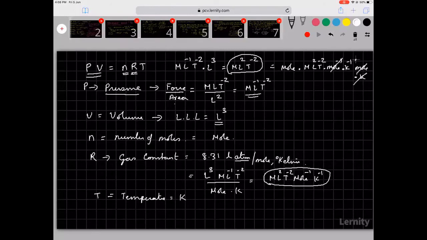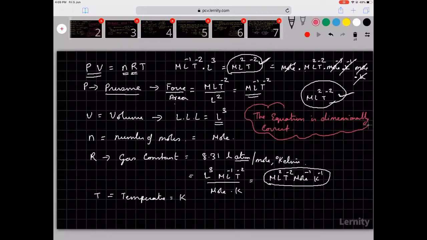and what will happen is it will become M L squared T power minus 2. So what you see is the dimension of the quantity on the left side is equal to the dimension of the quantity on the right side. In such cases, I say that the equation is dimensionally correct. And whenever you write any equation, that equation should be dimensionally correct.